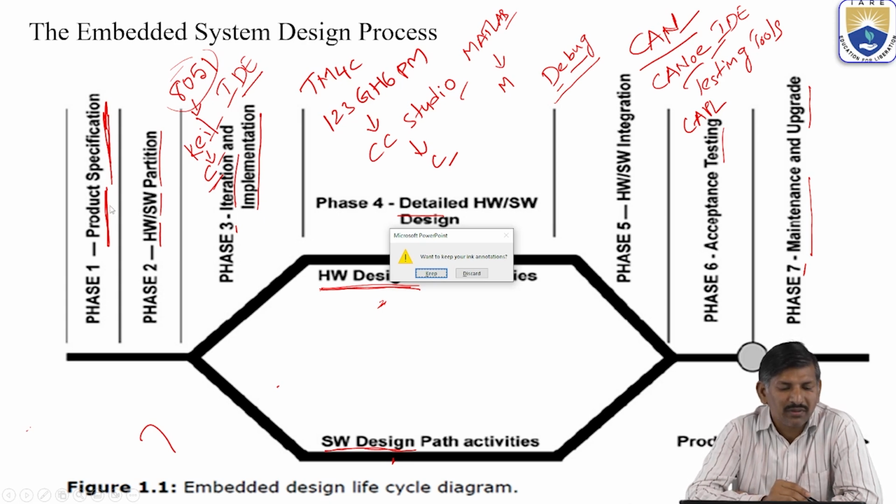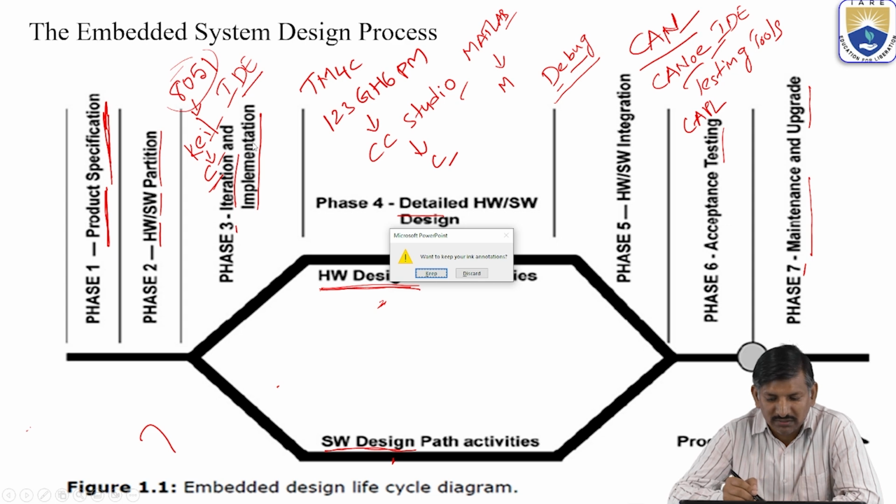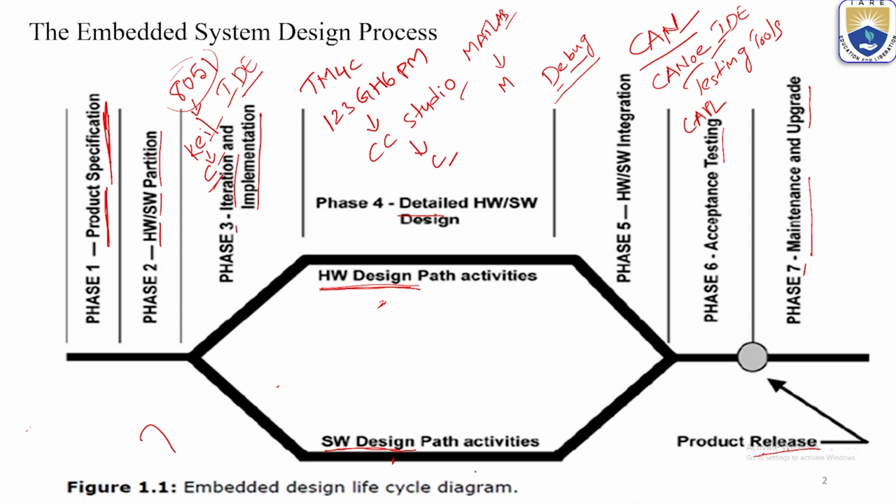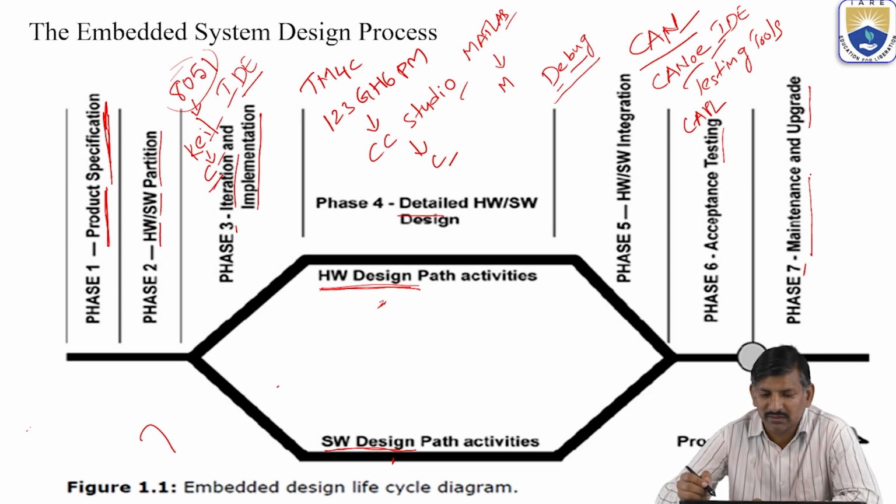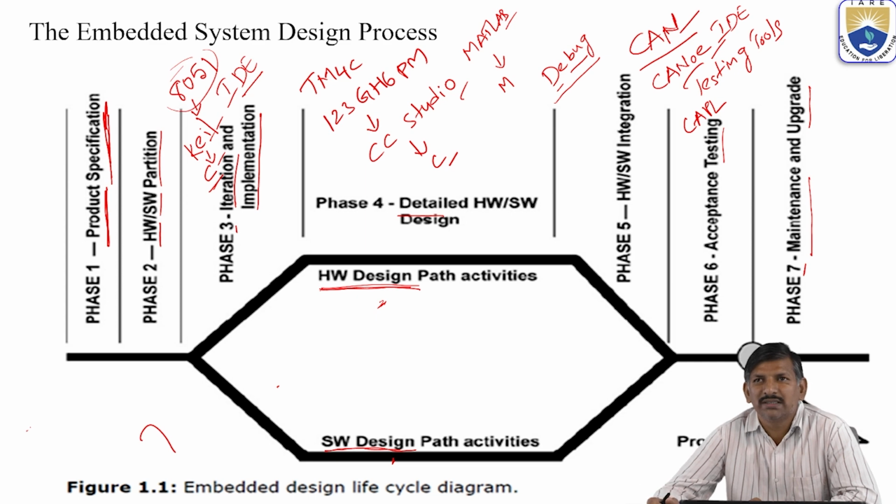First one is the product specifications. Second one is partitioning the hardware and software requirements. Third one, iteration and implementation. Next, detailed hardware design and detailed software design. Next, integrate the software into the hardware. Next, do the acceptance testing. Then maintenance and upgrade. These are the several stages while designing embedded systems.